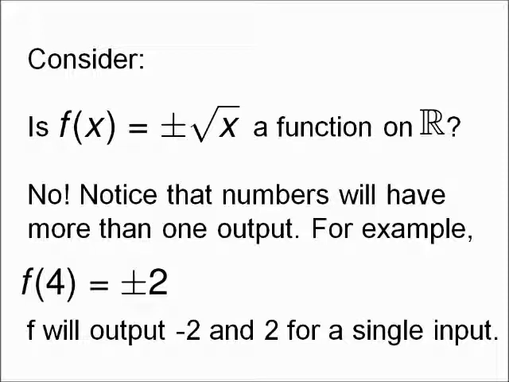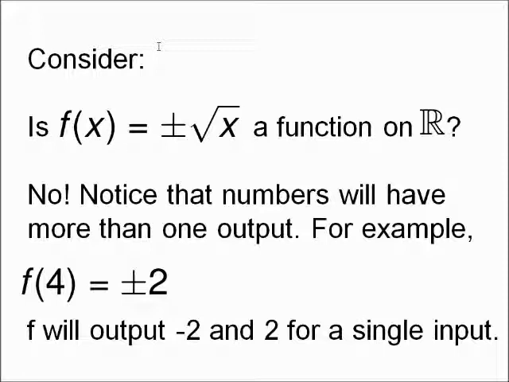In order to be a function, one input value can only produce one output value. So a plus or minus is a big red flag. If you see it on a homework question that says, is this a function? If you see plus or minus, you can confidently say no, because every number except 0 is going to produce both a positive output and a negative output. So it's no good.